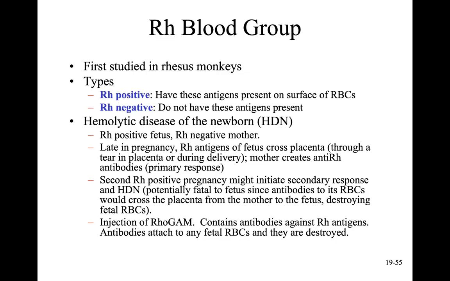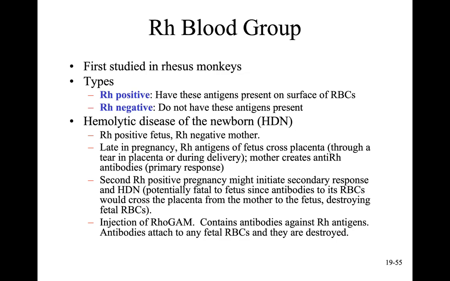So then mom's system doesn't recognize it at all. It kind of blinds mom's system, and it tricks mom's immune system into not recognizing that Rh positive blood because there's already something attached to it, right?